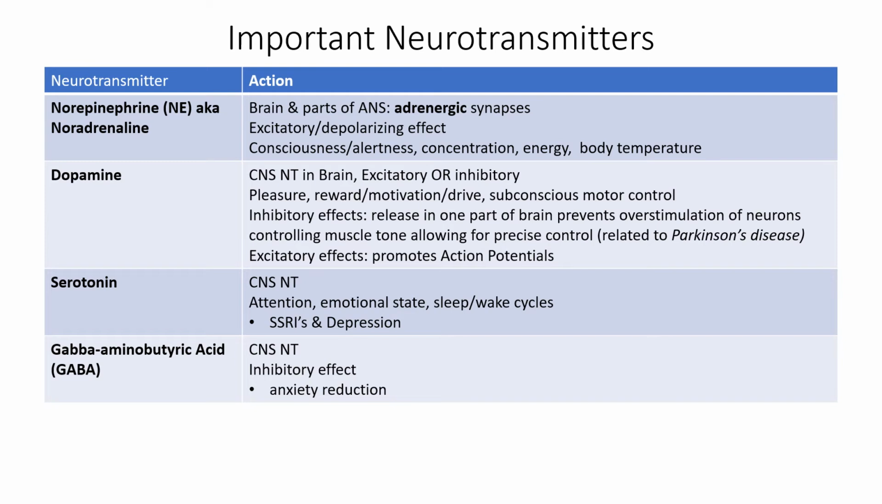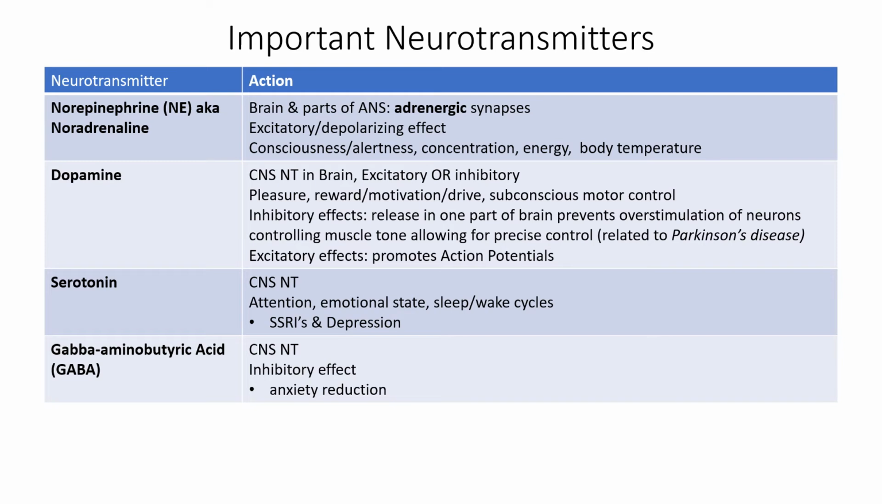Dopamine is a CNS neurotransmitter that we find in the brain, and this one can be either excitatory or inhibitory, depending on the location. Dopamine is involved in the motivational drive of our brain, what makes us want to do things, and so it is related to pleasure. Obviously, if something is pleasurable to us, we want to do it again. It's also involved in our emotions and plays a role in addiction, and is involved in subconscious motor function, so subconscious control of our muscles.